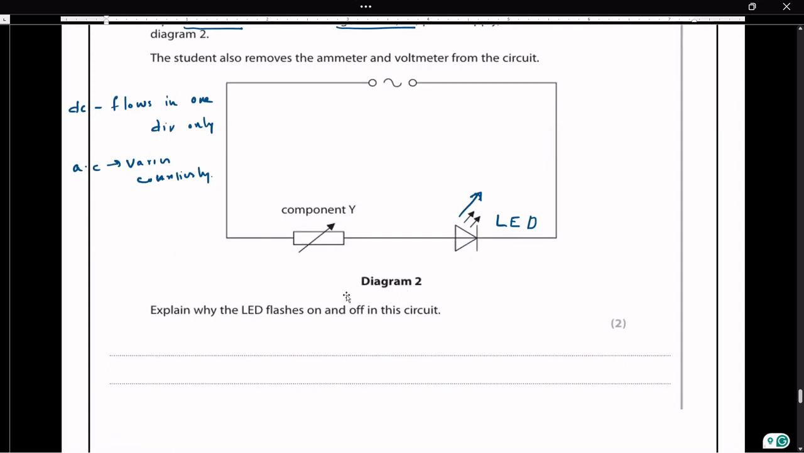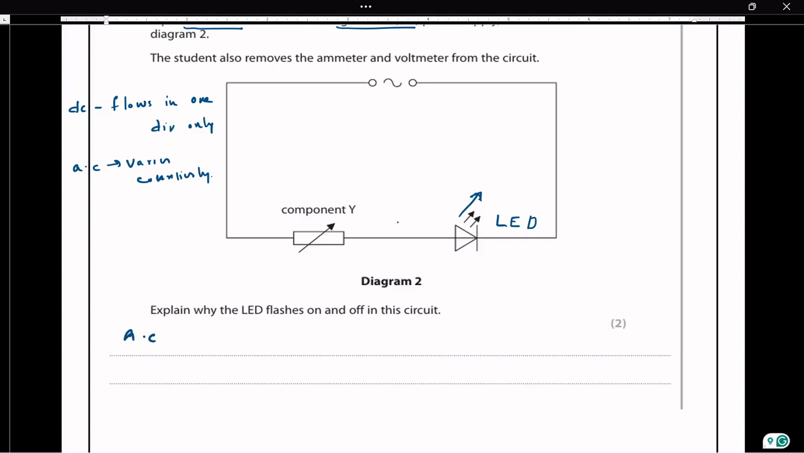So here an AC is used, and LED has a property that it can make the current flow only in one direction. But we have a variable source that is like AC. The AC is changing its direction. So let us put it as an answer. The AC is changing its direction, but LED allows current flow only in one direction.